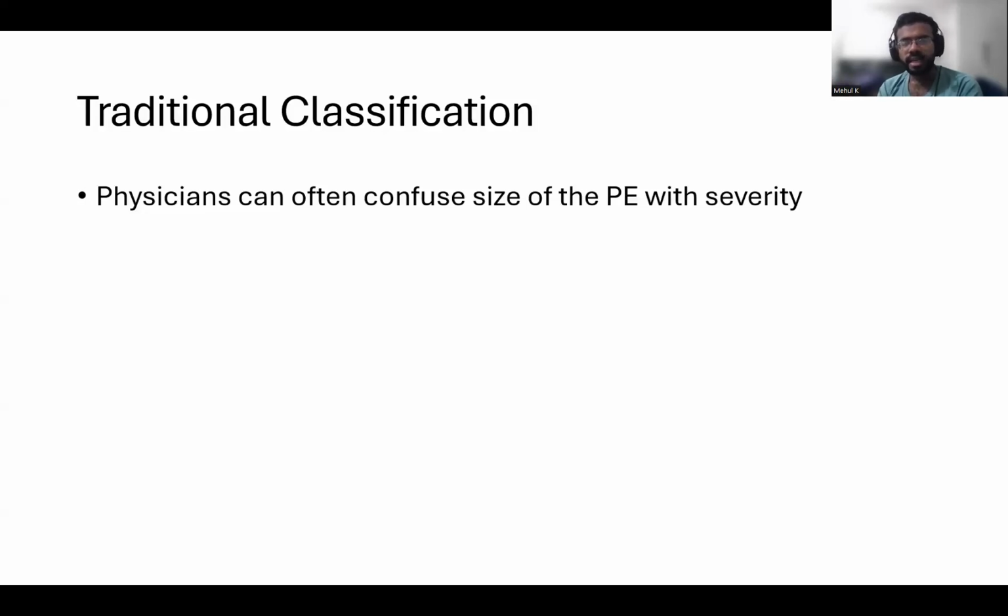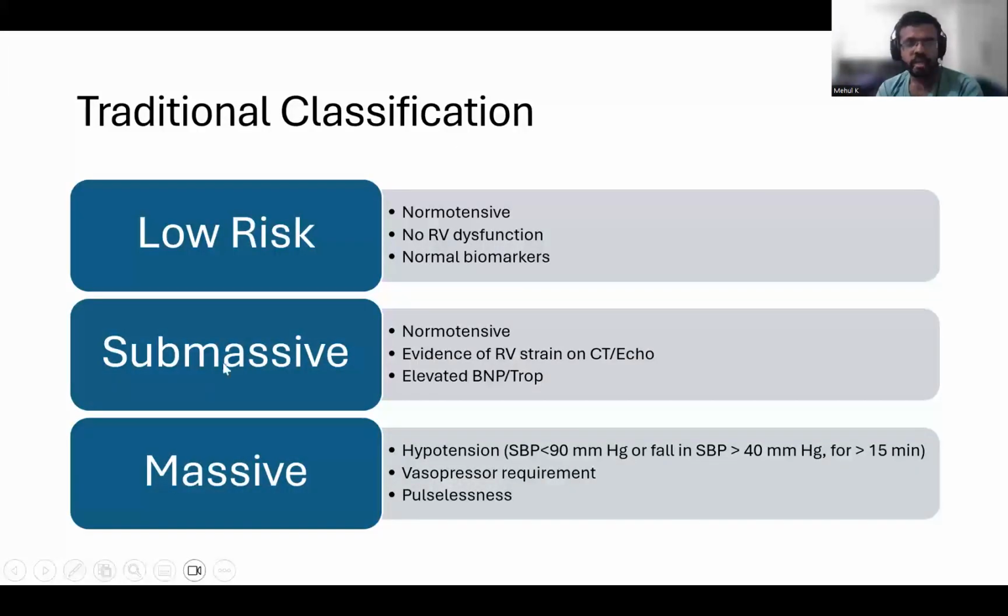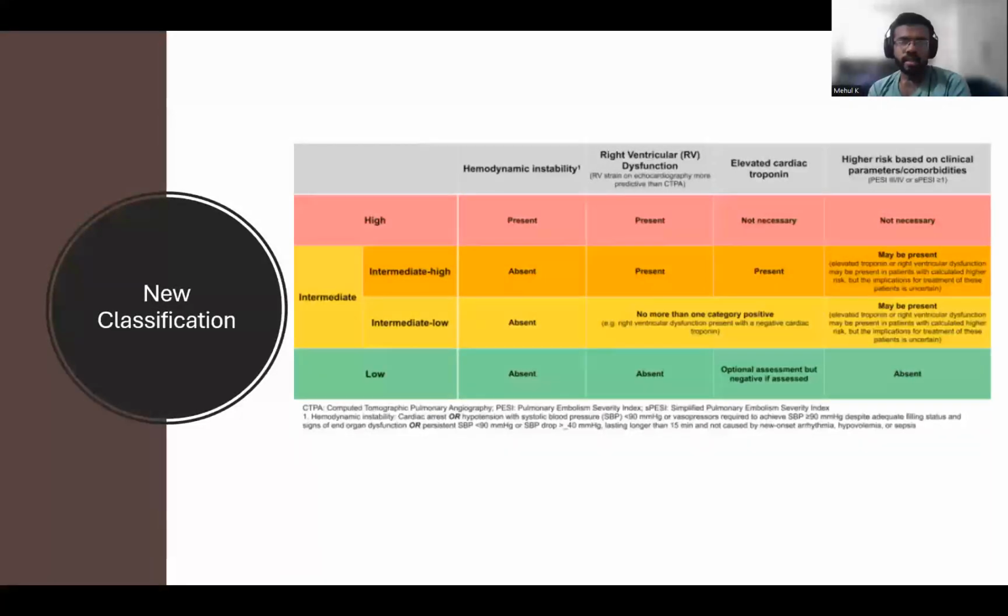So this classification is really not based on the size of the embolus, it's based on what the embolus is actually doing to the patient. But even despite that, because of the way the words sound, people do confuse the two. That is why this article suggests a slightly modified classification. We have high risk PE, intermediate risk PE, and low risk PE, and intermediate risk PE is again divided into intermediate high risk and intermediate low risk.